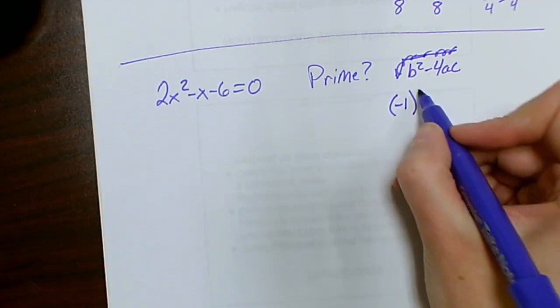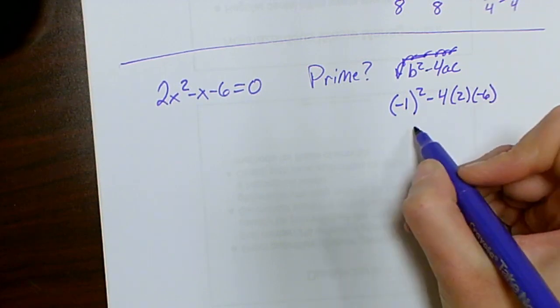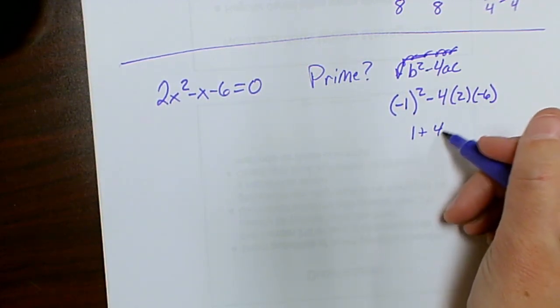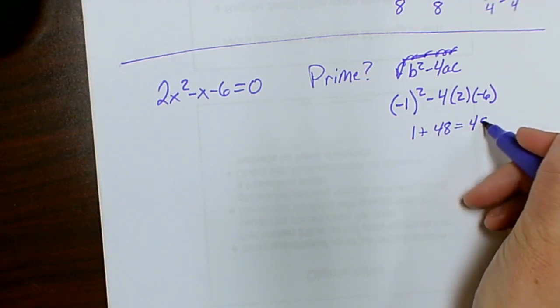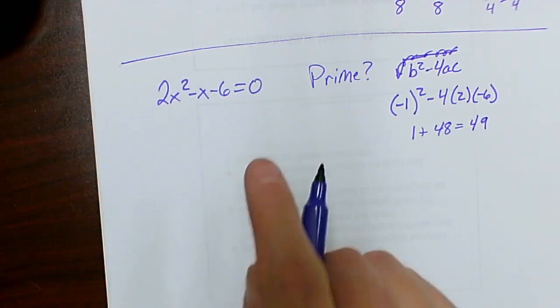So negative 1 squared minus 4 times 2 times negative 6. 1 plus, that would be 48, which would be 49. Well, the square root of 49 is 7, so this can factor.